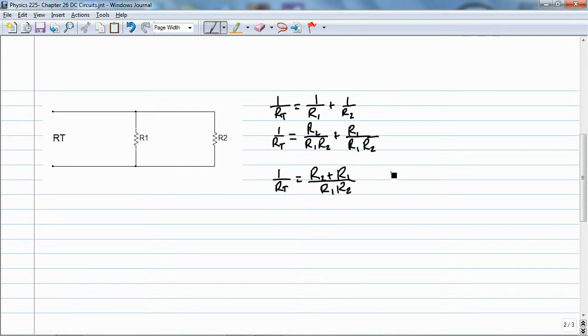And if I take the reciprocal, then I get R1 times R2 over R1 plus R2. This only works for 2 resistors in parallel.